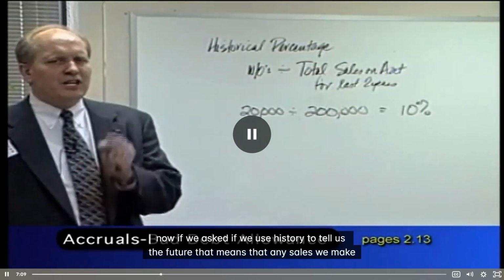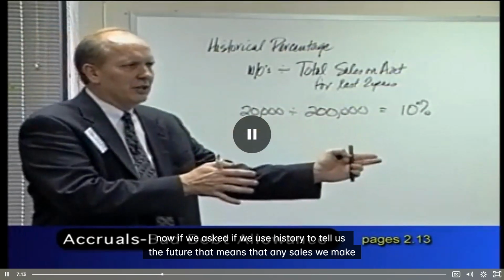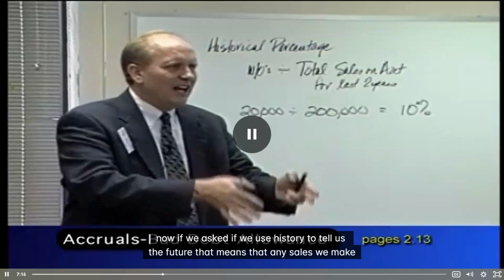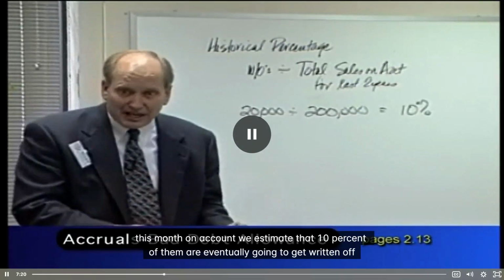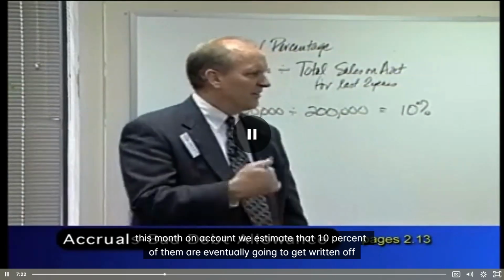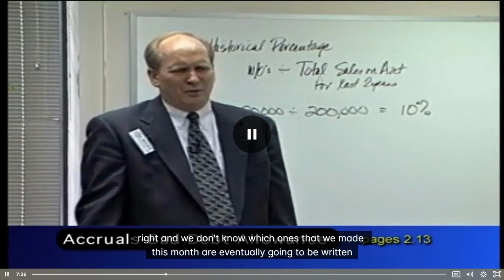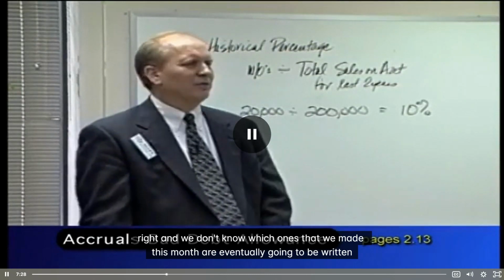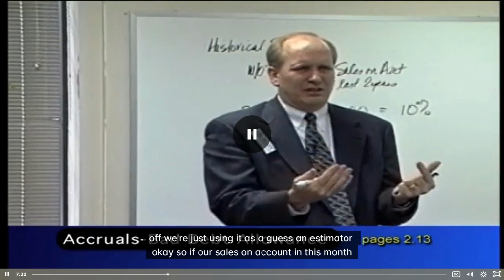Now, if we use history to tell us the future, that means that any sales we make this month on account, we estimate that 10% of them are eventually going to get written off, right? Now, we don't know which ones that we made this month are eventually going to be written off. We're just using it as a guess, an estimator, okay?